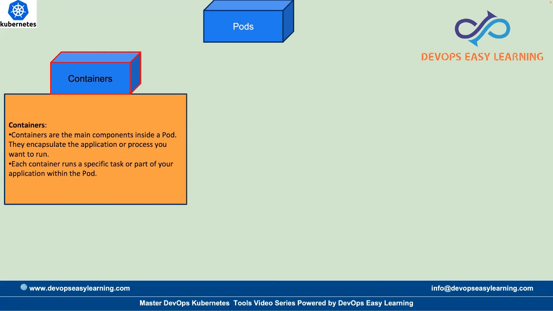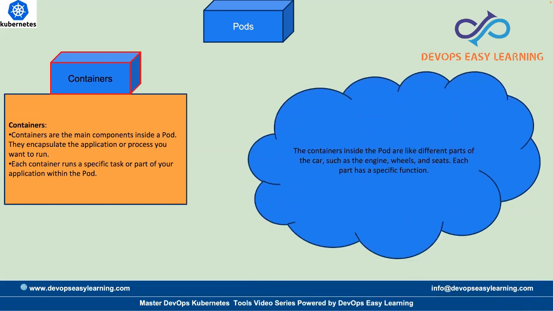Inside the pod, you have a container, and inside the container, you have the application, and every single container is there to serve a specific purpose. We say that every single container is there to serve a specific business logic, for example. The containers inside the pod are like different parts of a car, such as the engine, the wheel, the seat. Just imagine you have a car, you have the engine, wheel, seat, chassis, transmission, right? And containers are just like that.